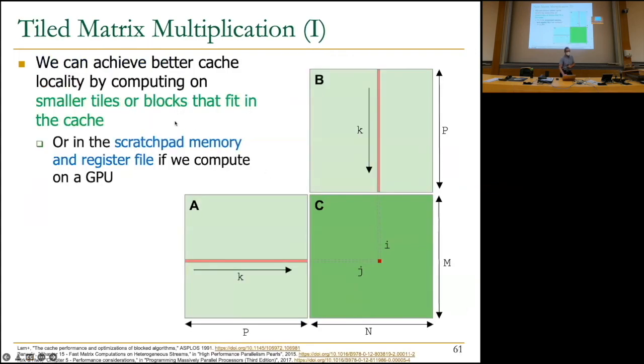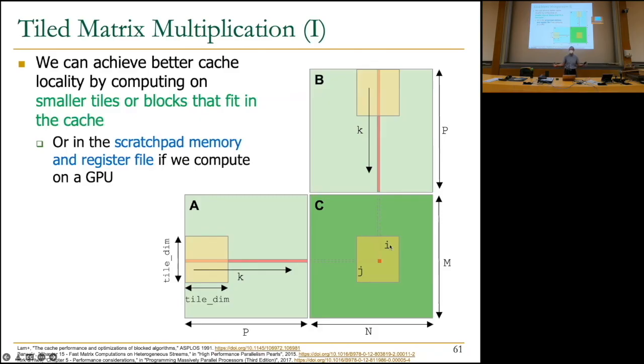So basically, you can achieve better locality by computing on smaller tiles. The idea is very similar to what I showed earlier. You can fit the tiles into the scratchpad memory or even the register file if you compute on a GPU. But if you compute on a general purpose processor, you can do this in an L1 cache also. The idea is you divide things into tiles. You do the multiplication of this tile and this tile first, and the result goes to this tile.